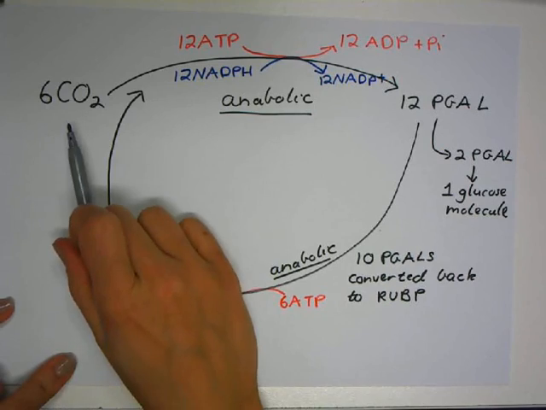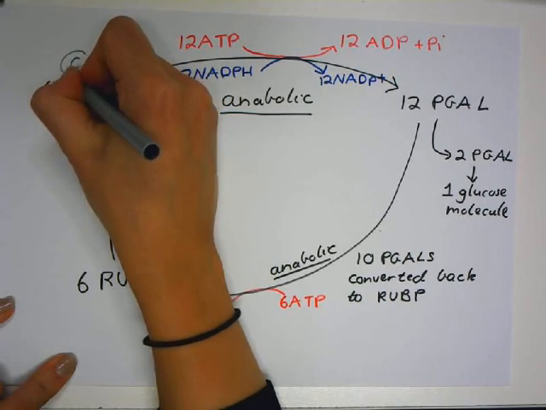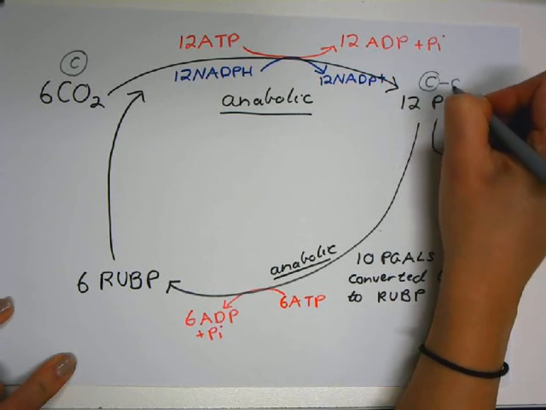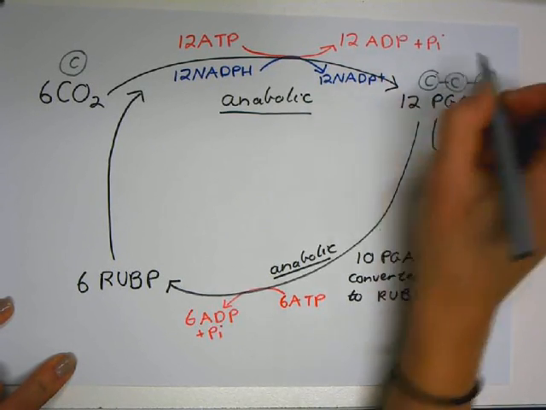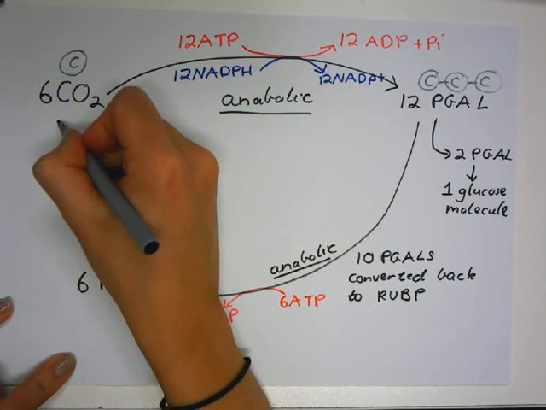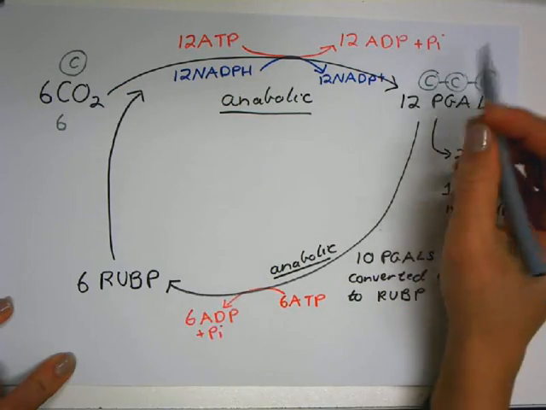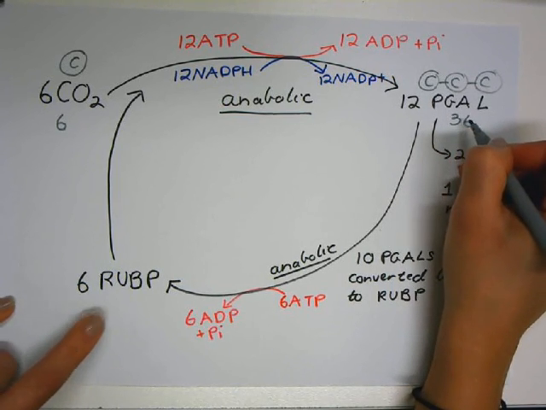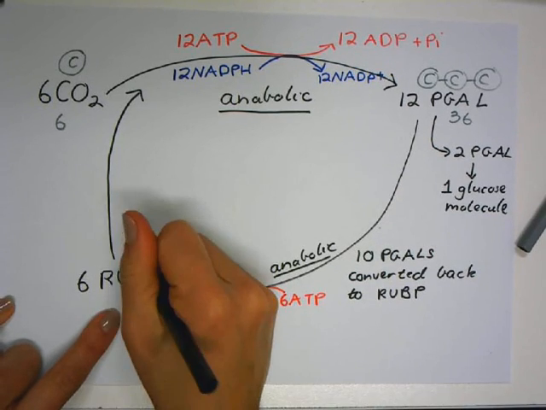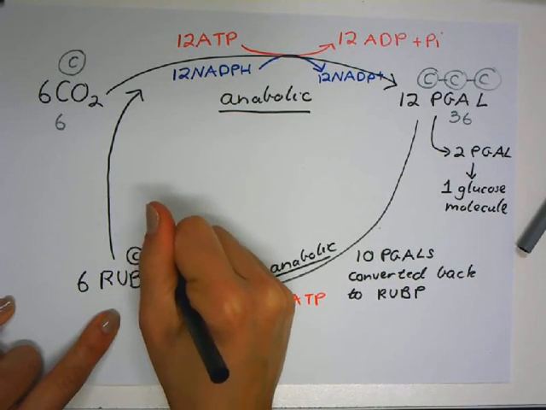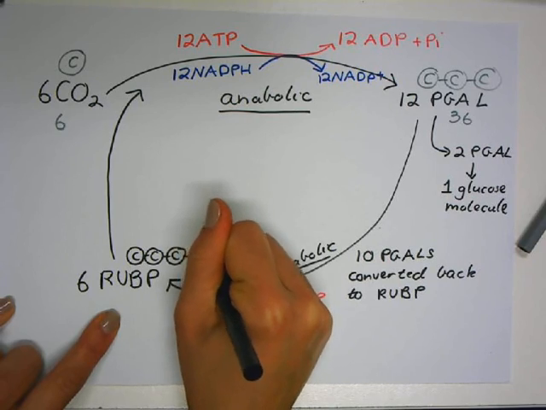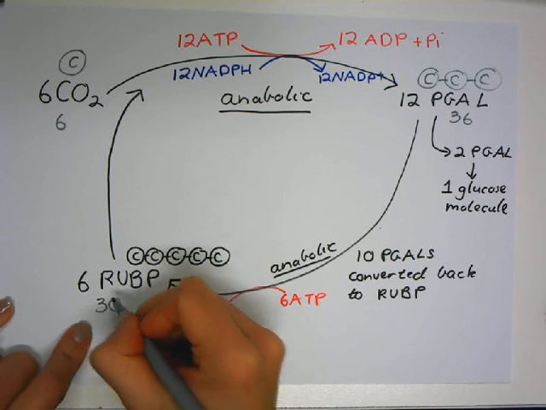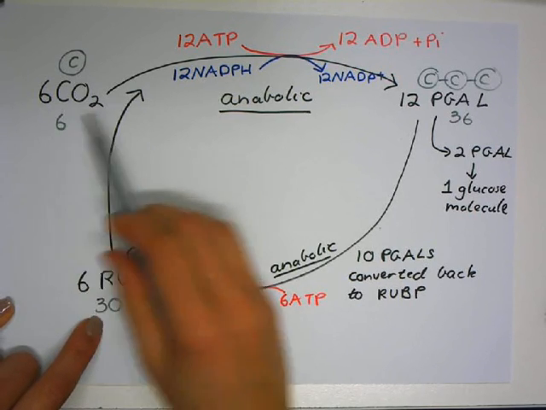I think it's quite interesting to actually follow the carbon molecules in this. Carbon dioxide has 1 carbon, right? And PGAL, as you know, has 3 carbons. 6 times 1 is 6 carbons. 12 times 3 is 36 carbons. Now, RuBP actually has 5 carbons: 1, 2, 3, 4, 5. 6 times 5 is 30 carbons. 30 plus 6 is 36.